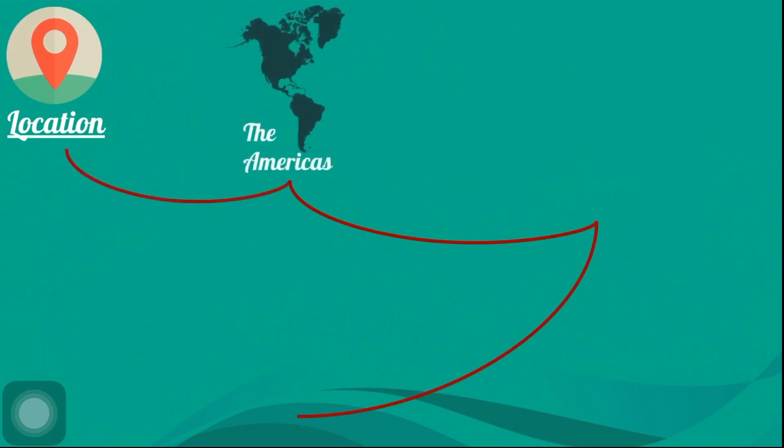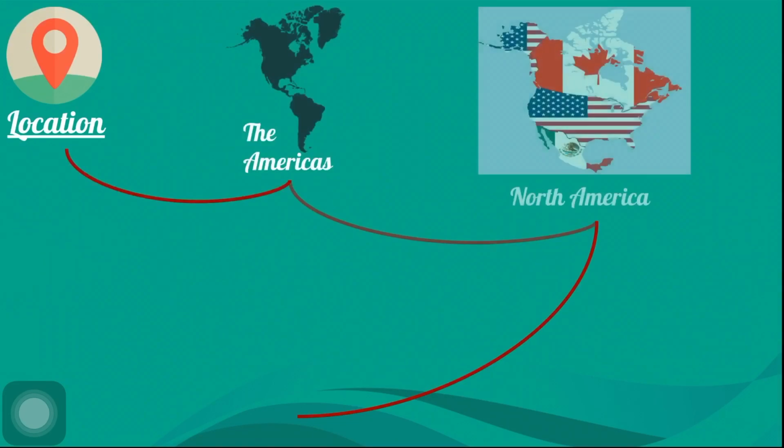As we start, we just divide it by continents or huge regions. The United States is a country in the Americas, which are two continents on the west of the world, and they're separated by the Atlantic Ocean from Europe and Africa. The United States is located in North America, which is a continent itself.